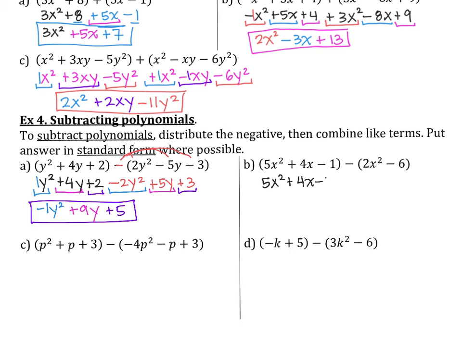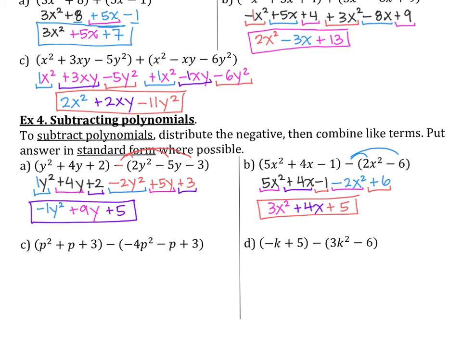Okay, again, the first one has no number in front. So I'm going to keep the first parentheses the same, but the second parentheses have a negative. So I'm going to distribute the negative. So this turns into negative 2x squared. Negative changes the minus 6 to a positive 6. Then like terms. Let's see, 5x squared minus 2x squared is 3x squared. 4x has no like friends. Negative 1 plus 6 is going to be positive. 6 minus 1 is 5. Standard form, final answer.